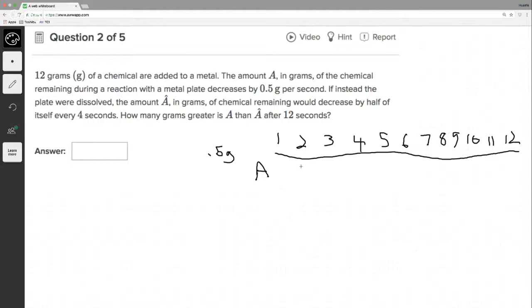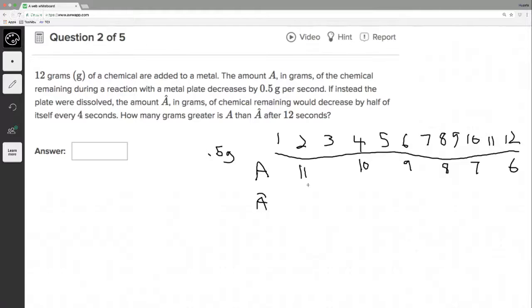So it starts at 12, then it goes to 11, and then 10, and 9, and 8, and 7, and after 12 seconds, it's at 6 grams. Now let's look at the other one, with the little hat on top, where it decreases by half of itself every 4 seconds.